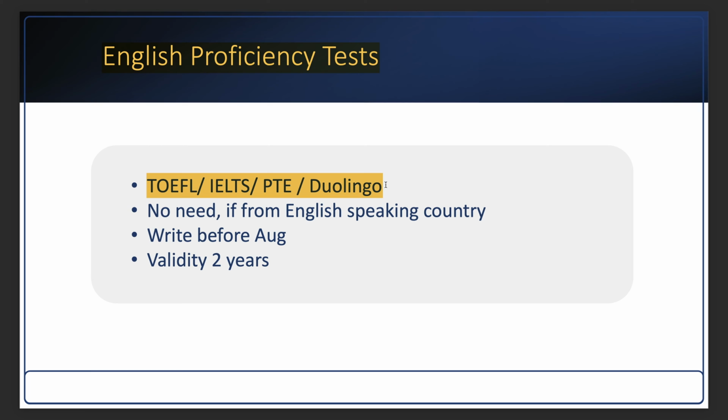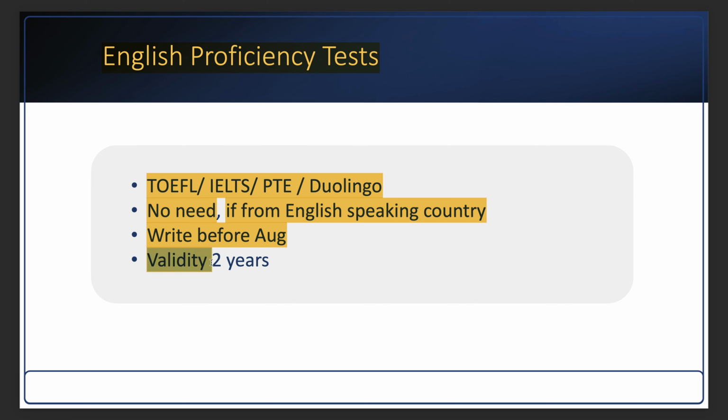The next thing you need is your test of English proficiency, your TOEFL, IELTS, PTE or Duolingo. If you are from a non-English speaking country like India, Bangladesh, Pakistan and many other countries, you need to have the English proficiency test. And the same thing goes for these English proficiency tests as well. Try to finish them before you start your application, before the month of August.